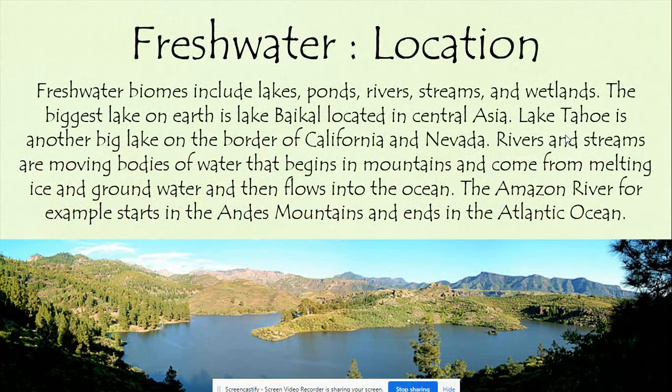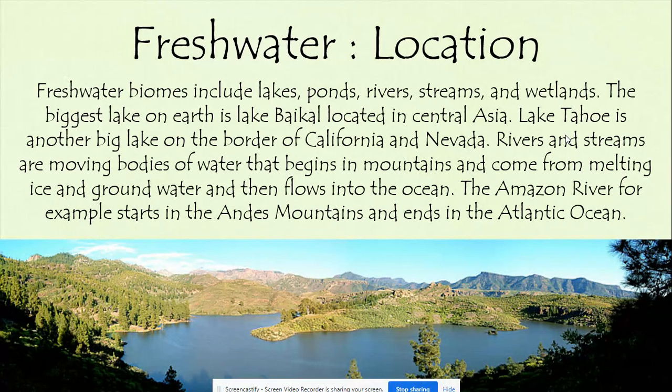Fresh water. Freshwater biomes include lakes, ponds, rivers, streams, and wetlands. So we have lakes, ponds, rivers, and streams around here. The biggest lake on Earth is Lake Baikal, located in Asia. Lake Tahoe is another lake, on the border of California and Nevada.